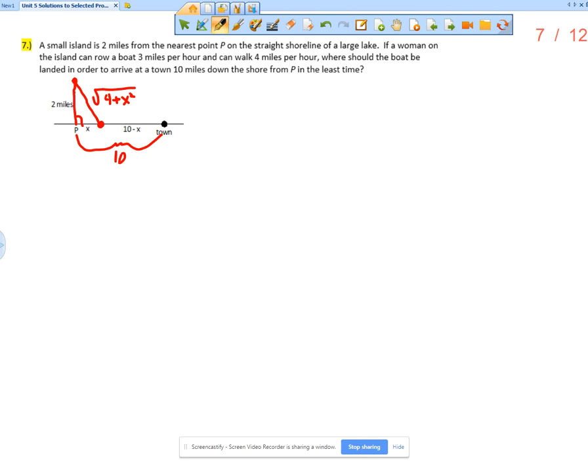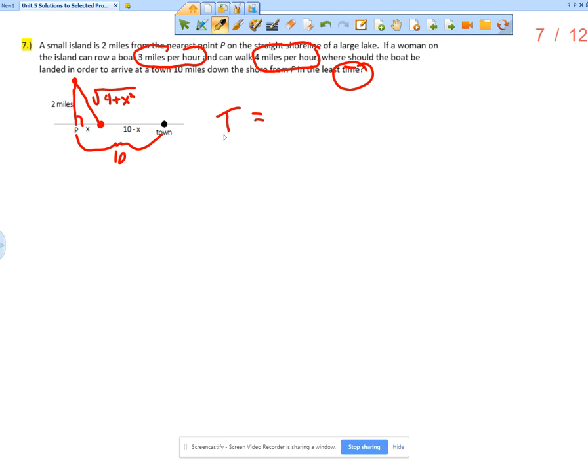Now what we want to think about is where should the boat be landed in order to arrive in the town in the least time? So we need to think about time. How am I going to get time from what I have over here? Remember, these things like 2 miles, root of 4 plus x squared, 10 minus x, those are all distances. So how am I going to figure out time given a distance? Well, we were also given the rate at which she travels. She can row 3 miles per hour and walk 4 miles per hour.